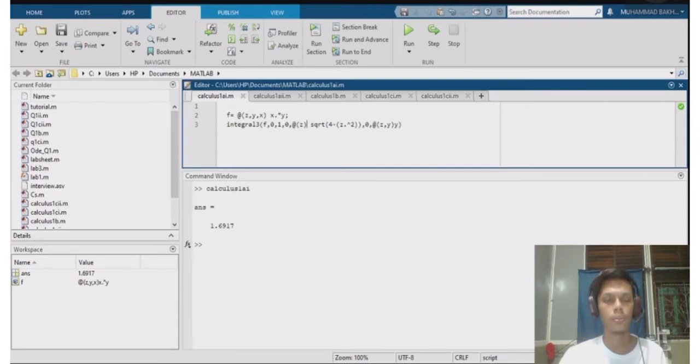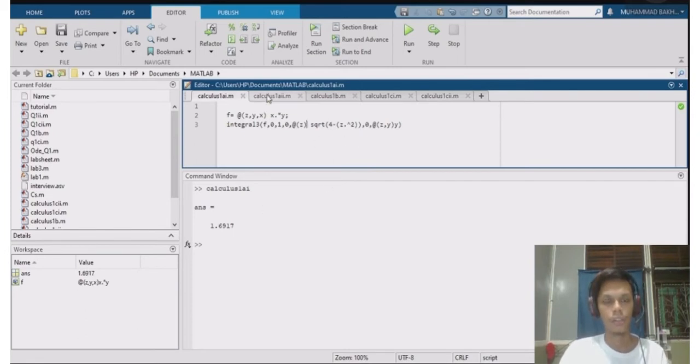CE200150. Today I would like to present our project on multivariable calculus. So the first question for AI1, the problem that I solved is using MATLAB. The first question is to solve the triple integral. The answer for question 1A that we gain is 1.6917, or 203 over 120.